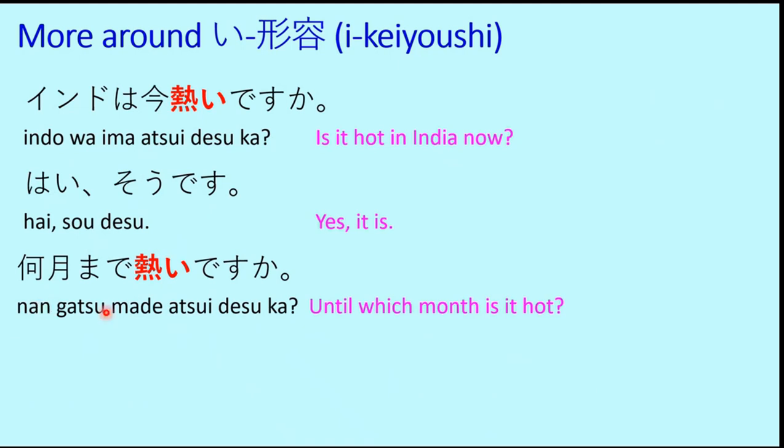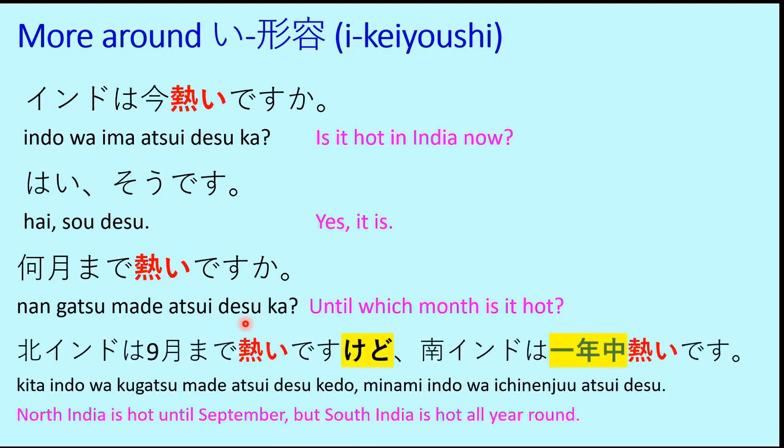Nangatsu means which month. We have studied this, so we know this is the kanji of month. This is the kanji of nan. That is what? Which month? Made is the particle, meaning until. Until which month is it hot? Atsui desu ka? It is hot. Kita Indo wa kugatsu made atsui desu kedo, minami Indo wa ichinenjuu atsui desu. Kita is for north. So Kita Indo means North India. Kugatsu is the ninth month, that is September. So Kita Indo wa kugatsu made atsui desu means North India is hot until September.